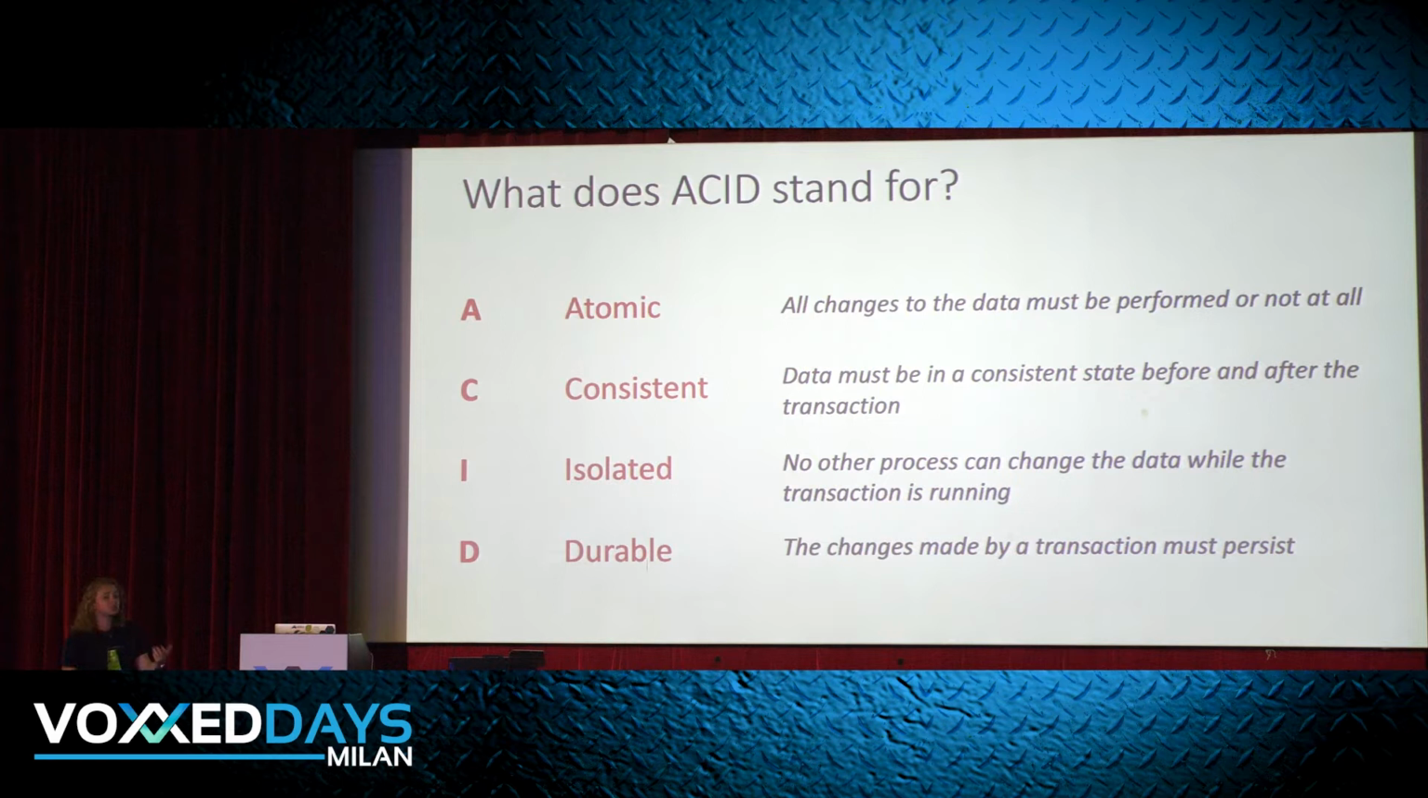Consistency: the data has to be in a consistent state both before and after the transaction. Isolated: no other processes can change the data while that transaction is running. And durable: the changes that you make have to persist. And actually, it's these middle two, consistency and isolation, where we start to see some potential concerns if we were to lift and shift this from a more traditional application into a cloud-native one. And we'll explore that in a bit.